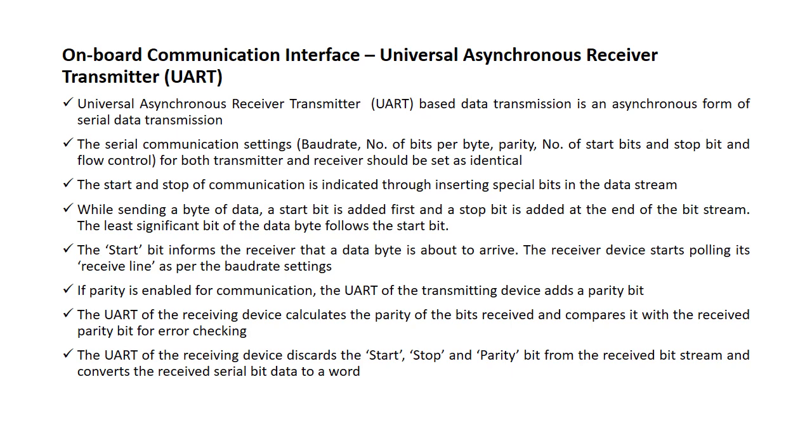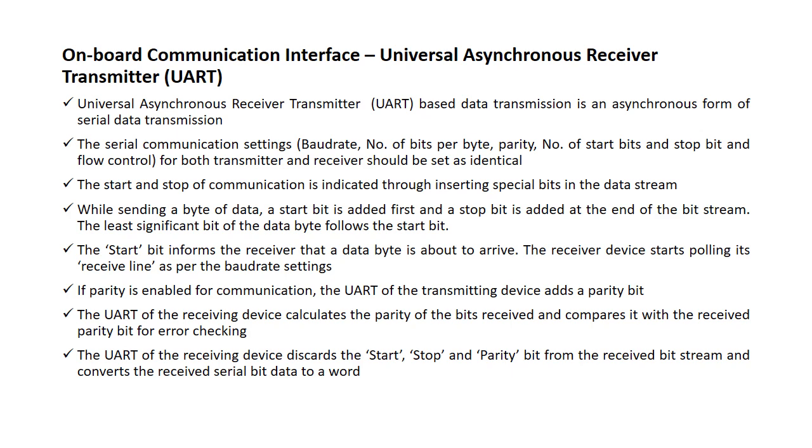The receiver device starts polling its receive line as per the baud rate setting. So the receiver device will continuously, polling means it will continuously check the receive line of it, at the input of the receiver as per the baud rate. That means for every second.